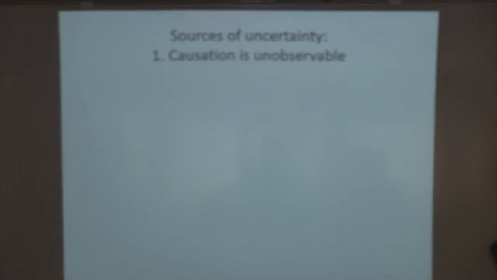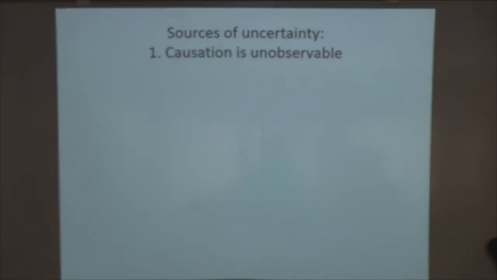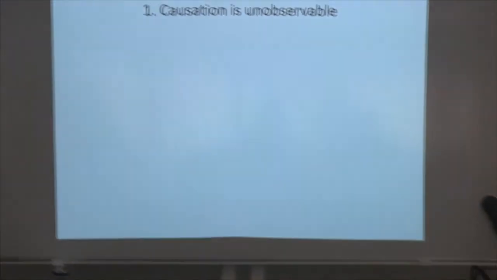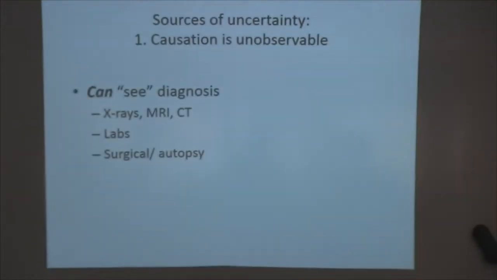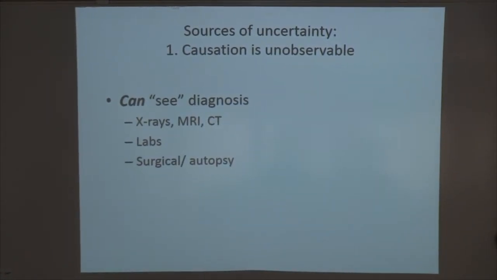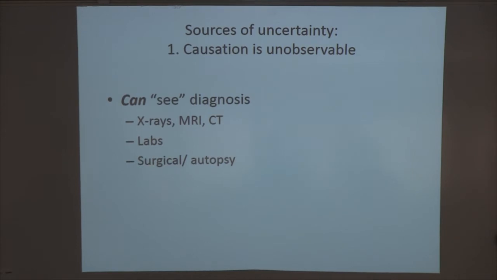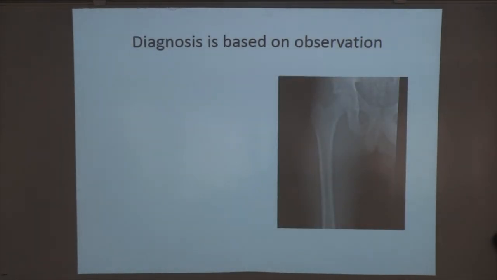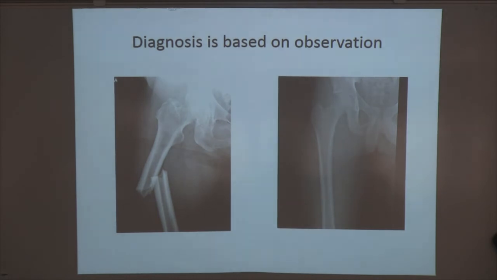First of all, the first principle you have to always grasp is that causation is unobservable. Just like with this guy, we can't see what caused his death. We can see what happened to him, but we can't see what caused his death. That's the outcome. And you cannot observe a cause. You can observe a diagnosis. If you show an x-ray of a broken leg to a child, a five-year-old child would say, that leg is broken. Because that's obvious. You could observe that.